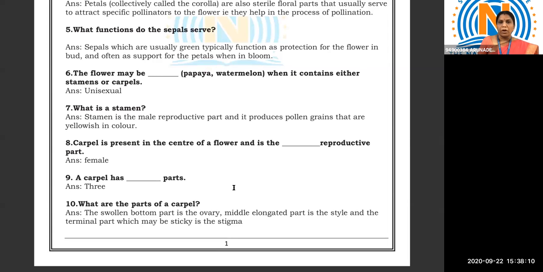Ninth question, a carpel has dash parts. A carpel has 3 parts. 10th question, what are the parts of a carpel? The swollen bottom part is the ovary, the middle elongated part is the style, and the terminal part, which may be sticky, is the stigma. So stigma, style and ovary together are called the carpel, which is nothing but the female reproductive part of a flower.